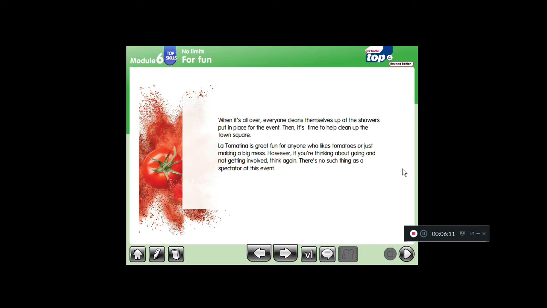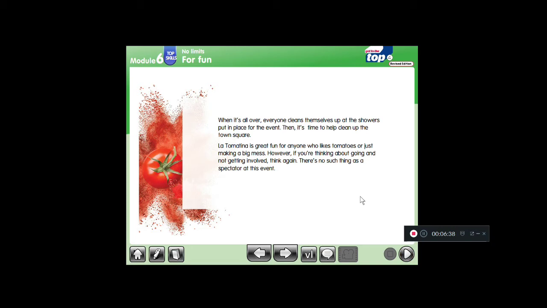Okay, now let's continue the reading. When it's all over, everyone cleans themselves up at the showers put in place for the event. Then it's time to help clean up the town square. La Tomatina is great fun for anyone who likes tomatoes or just making a big mess. However, if you're thinking about going and not getting involved, think again. There's no such thing as a spectator at this event.